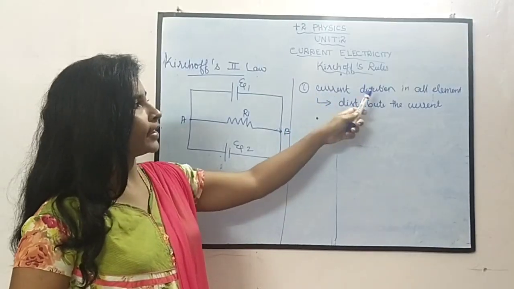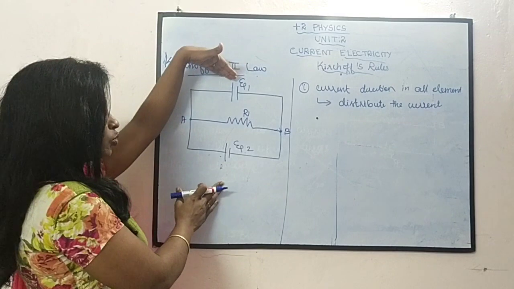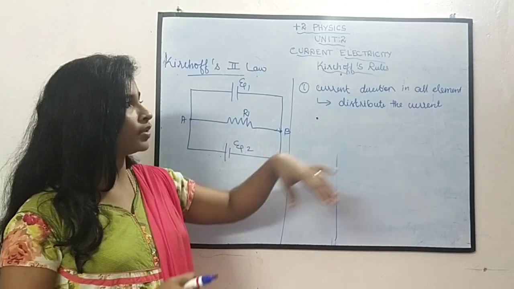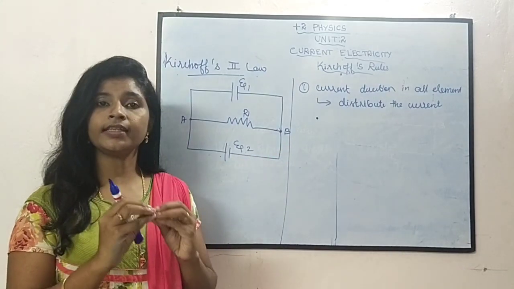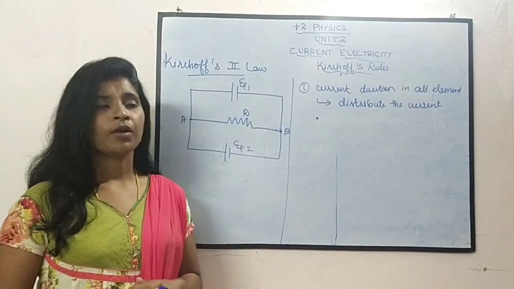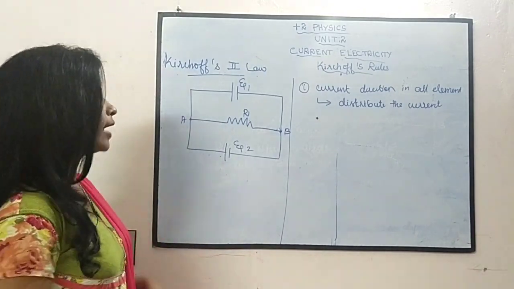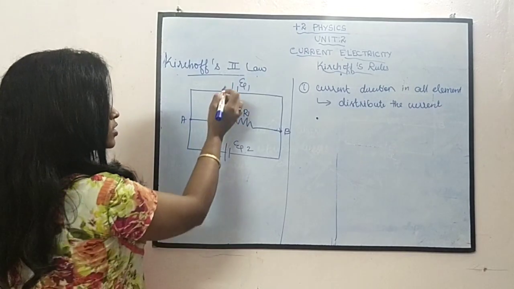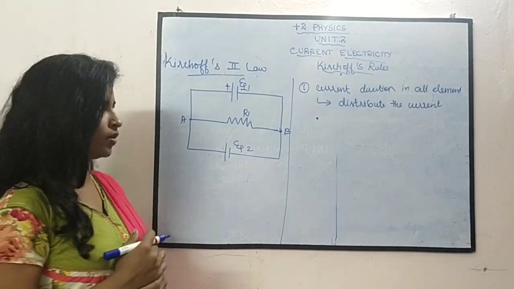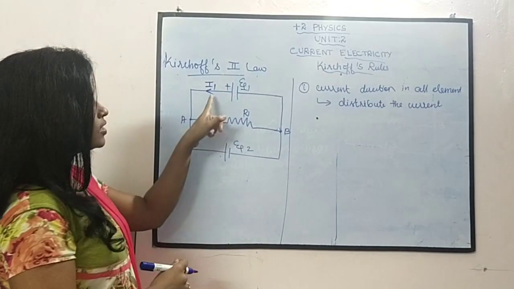The current direction in all elements, we have to assume. Suppose I have taken only 3 elements, 2 cells and 1 resistance. First we have to distribute, that is, we have to consider the current direction for all the elements. That means we have to distribute the current. We can start it from any point, எந்த இடத்துல இருந்து வேணாலும் start பண்ணலாம். For our convenience I am starting from this point. So this is positive and this is negative. We know that current will always flow from higher potential to lower potential. So for this flow I am considering this current as I1. So this is I1.